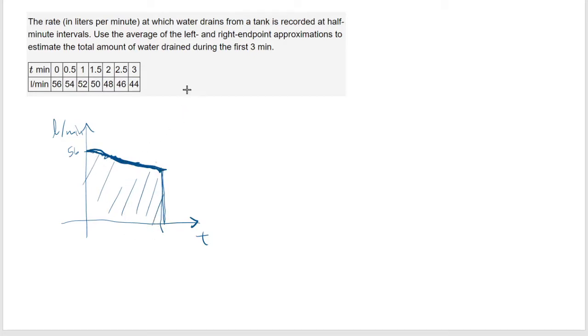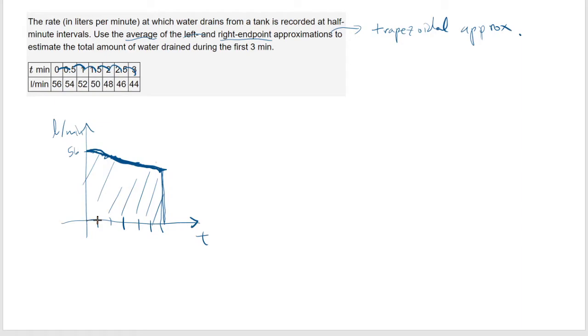Well, there are many methods, and here they want you to use the average of the left and right endpoint approximations, which we call the trapezoidal method. So how do you approximate using the left endpoint? Well, first you have 0 to 0.5 as one interval, 0.5 to 1 as another interval. You count the intervals: 1, 2, 3, 4, 5, 6. So there will be 6 intervals.